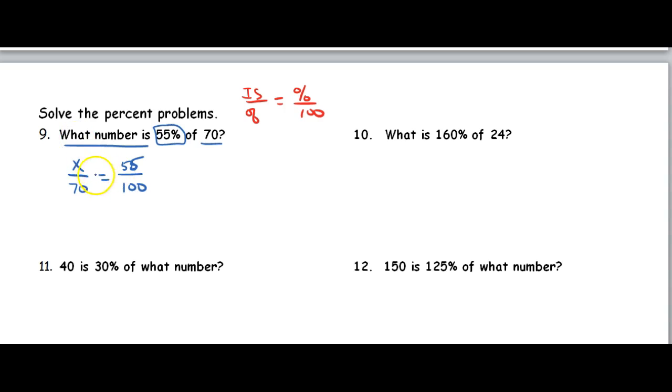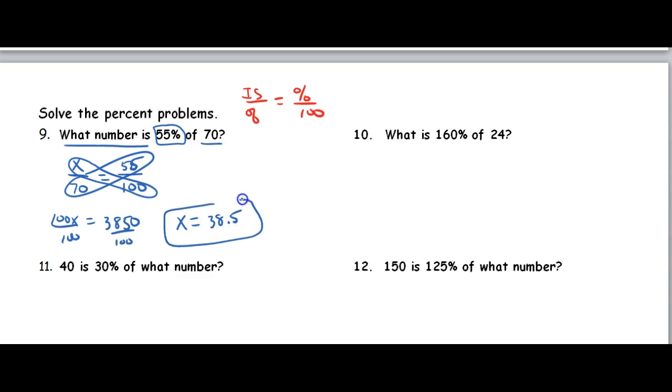Now if you remember how to solve a proportion problem, we basically cross multiply. 100 times x is 100x equals 3,850 when you cross multiply this way. So when we divide by 100, we end up getting x is 38.5. So 38.5 is 55% of 70. Okay?